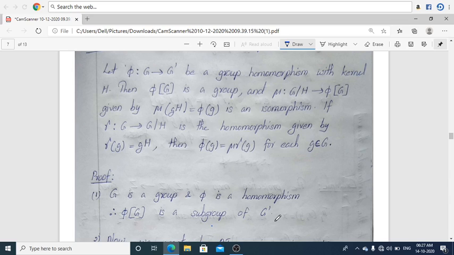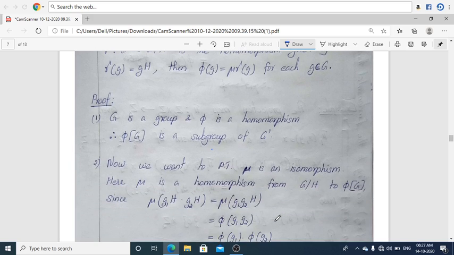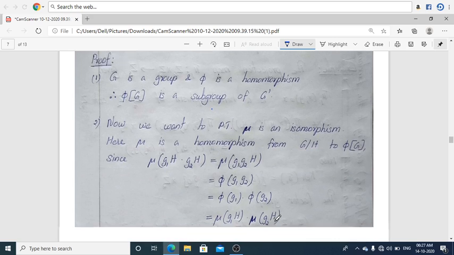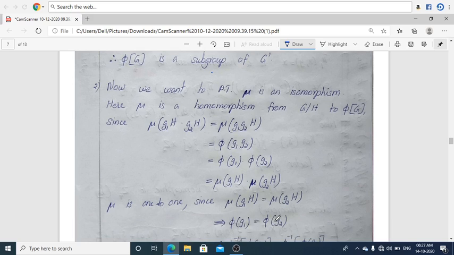Mu from G over H to phi of G given by mu of GH is equal to phi of G is an isomorphism. So mu isomorphism to prove ചെയ്യണമെങ്കിൽ we want to prove that mu is a homomorphism, mu is 1-1 and mu is onto. First one, mu is a homomorphism to prove ചെയ്യാം. So mu of G1H into G2H. നമുക്ക് പ്രൂവ് ചെയ്യേണ്ടത് mu of G1H G2H is equal to mu of G1H into mu of G2H. mu homomorphism to prove ചെയ്യണമെങ്കിൽ നമുക്ക് പ്രൂവ് ചെയ്യേണ്ടതാണ്.